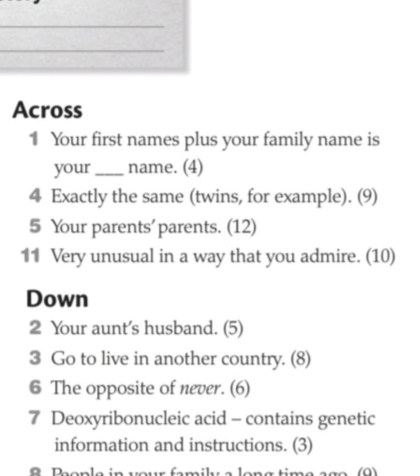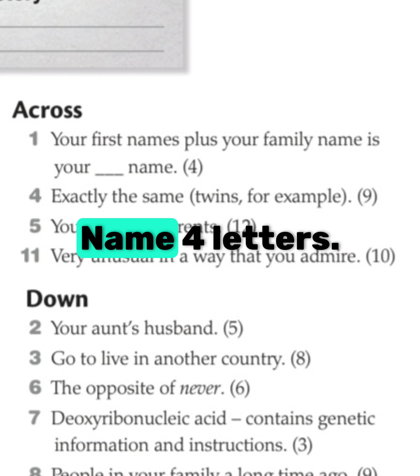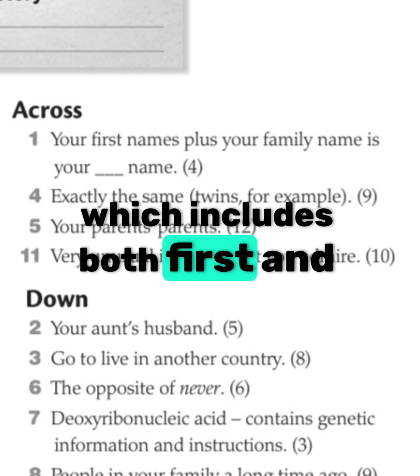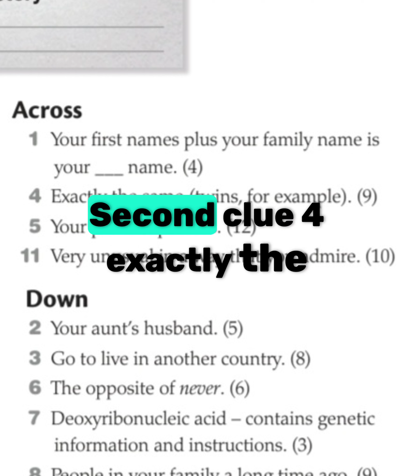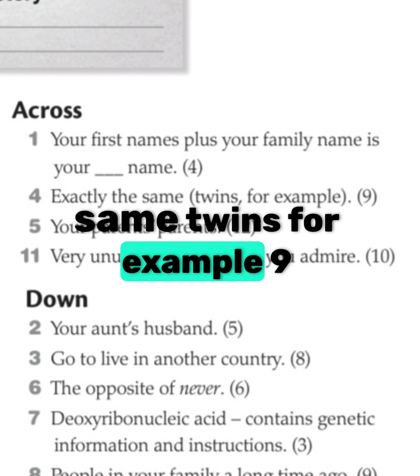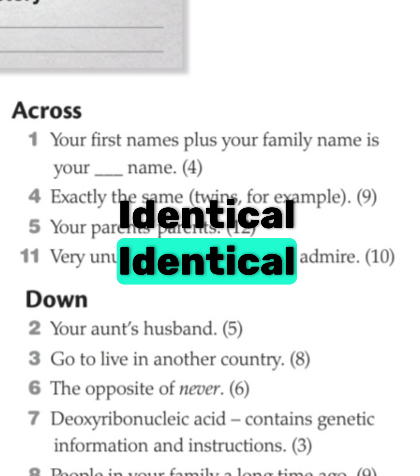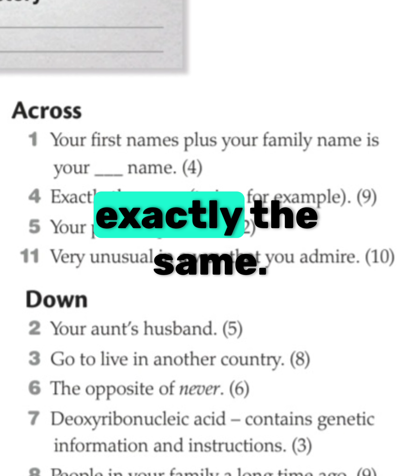name. 4 letters. This answer is full, as in full name, which includes both first and family names. Second clue 4. Exactly the same. Twins, for example. 9 letters. The answer here is identical. Identical twins are twins who look exactly the same.